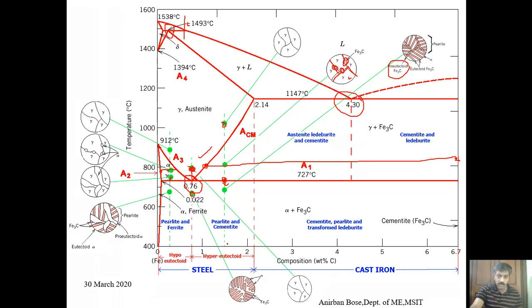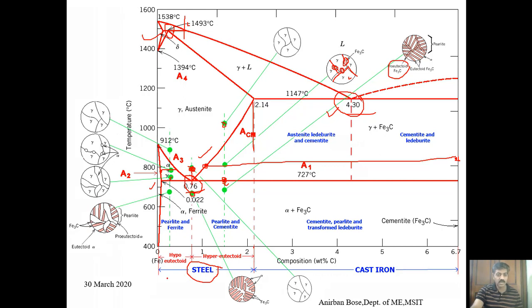Okay, but the most important ones are the peritectic, eutectic and eutectoid, but among them again the most important are the eutectic and the eutectoid. Now this portion, up to a carbon percentage of 2.14, is basically the steel. That means the plain carbon steel.